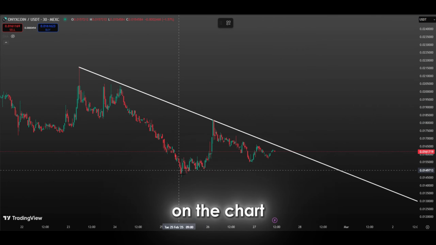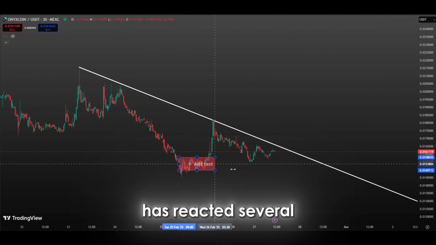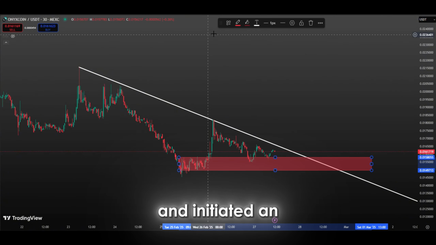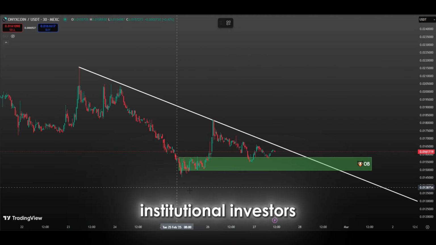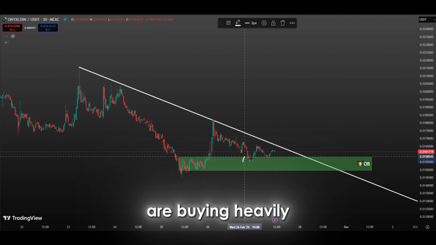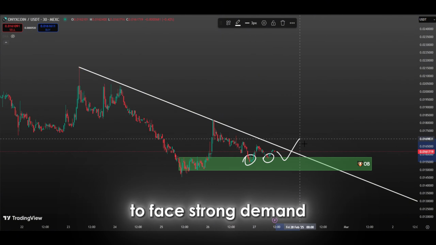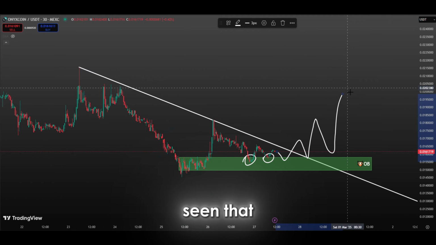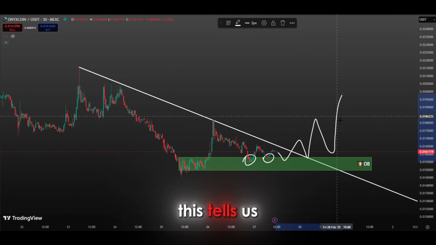Another important element on the chart is the bullish order block at the bottom. This is an area where the price has reacted several times before and initiated an upward movement. Bullish order blocks represent areas where institutional investors and big buyers are buying heavily. Therefore, when the price arrives here, it is likely to face strong demand. So far, we've seen that every time the price has approached this area, buyers have stepped in and the price has reacted upwards. This tells us that this is an important support point. If the price comes to the block again, it may get another reaction.